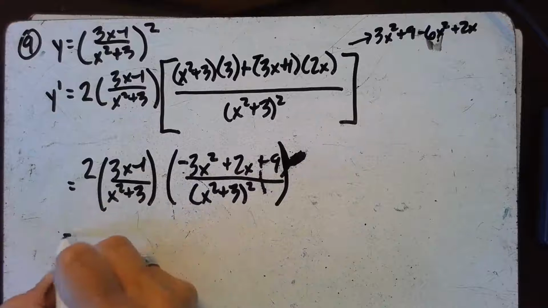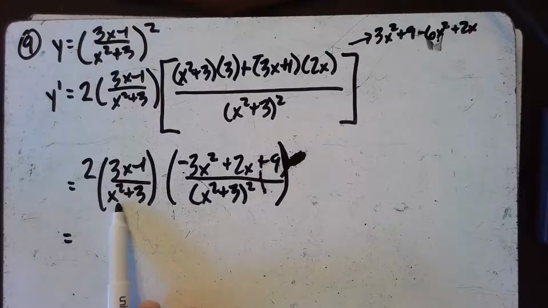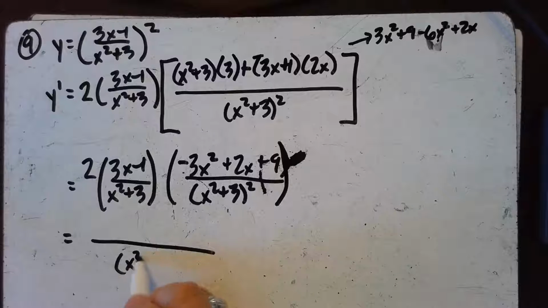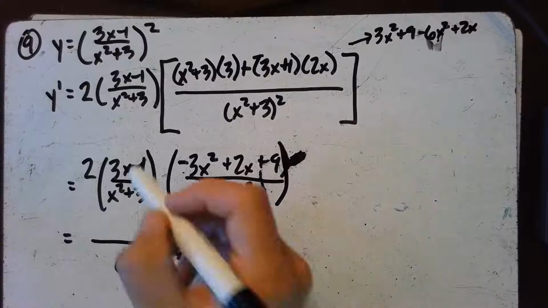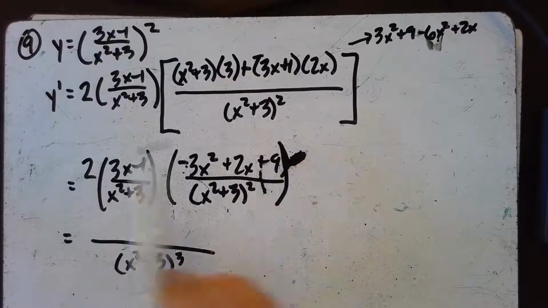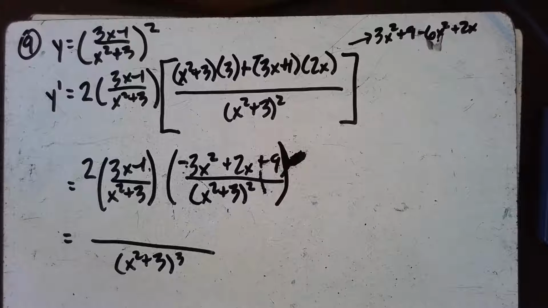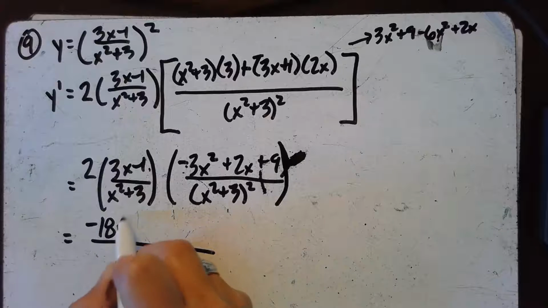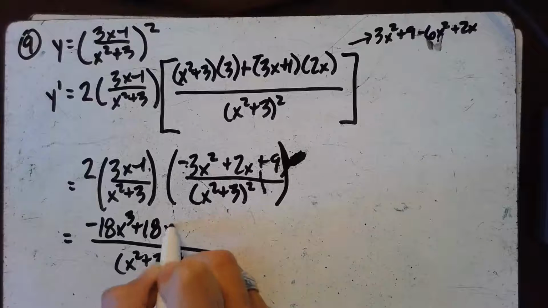Now, this can continue. I want you to notice I have an x squared plus 3 and I've got 2 of them here. That denominator can be x squared plus 3 cubed now. And now we can multiply this numerator and that numerator together and then times it all by 2. When you do that, and I want you to work it out yourself, you should know how to do that, you get a final answer like this.